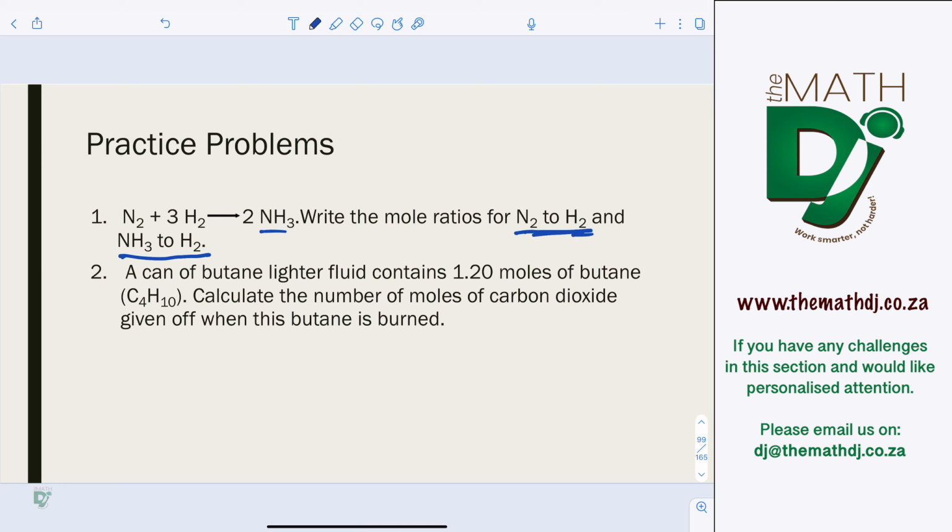Then for the second question, a can of butane lighter fluid contains 1.2 moles of butane. So butane, this is the formula, C4H10. There are 4 carbons and 10 hydrogens. Calculate the number of moles of carbon dioxide given off when the butane is burned. If you want to try it out on your own, you can pause the video, then you can compare with the answers that we get.